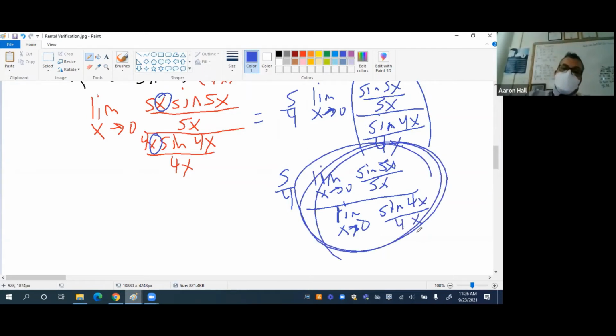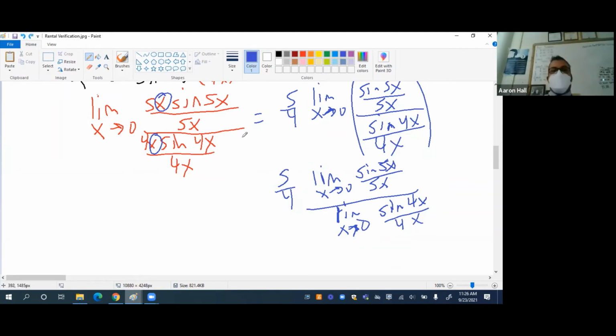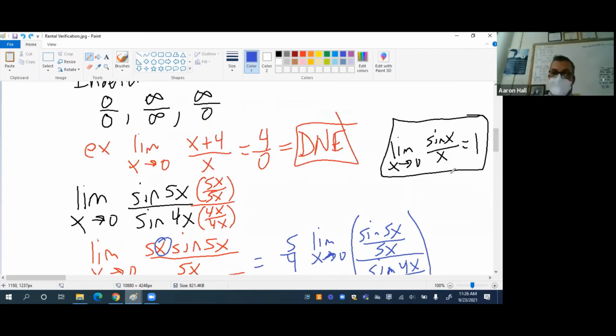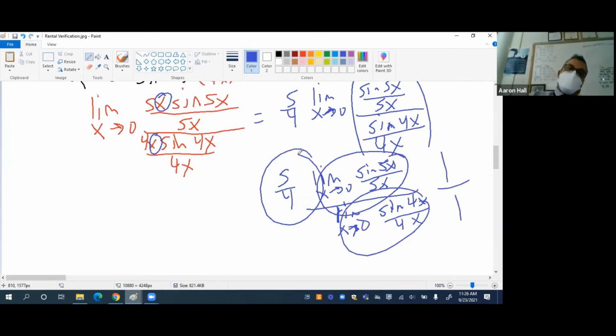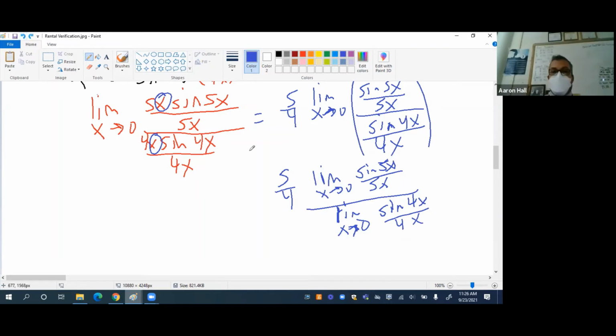What does this mess here become? 1, because of our flashcard. We have all of this is 1 over 1. 1 times 5/4 gives us 5/4. The answer is 5/4. Are we good with that, or is it still confusing?